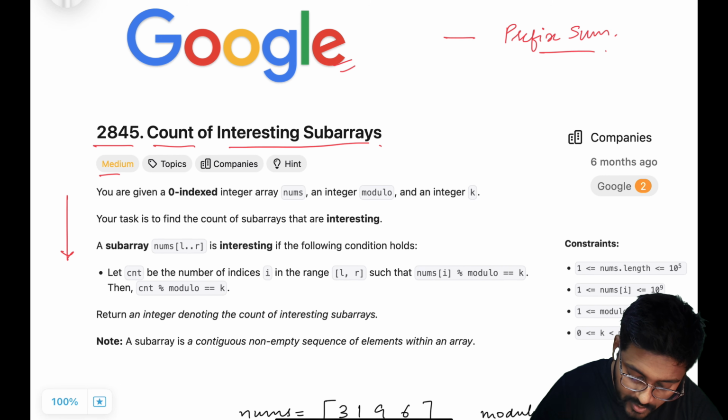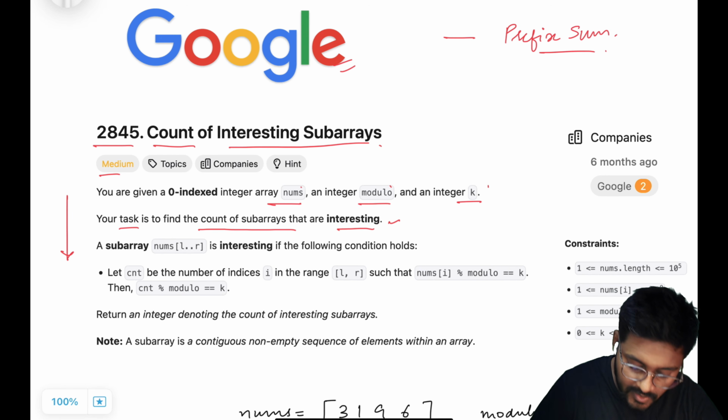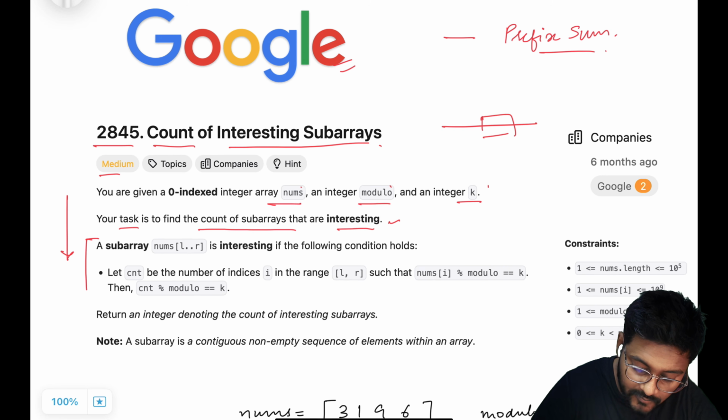You are given a 0-indexed integer array nums, an integer modulo, and an integer k. These three values are given to us. Our task is to find the count of subarrays that are interesting. A subarray is interesting if it follows the condition below. A subarray is like a piece. Let's say this is the array. A piece of that array starting from L to R is interesting if this condition holds true.